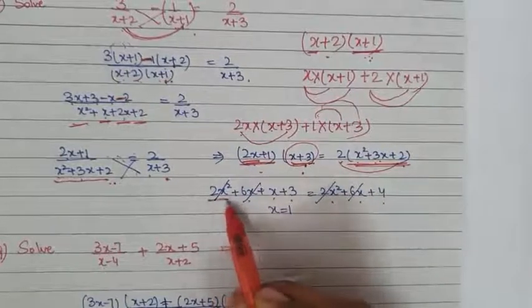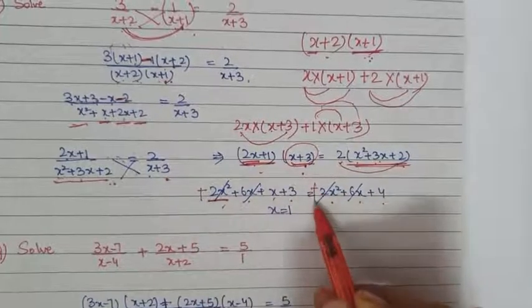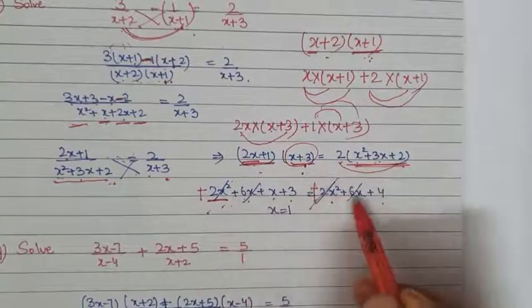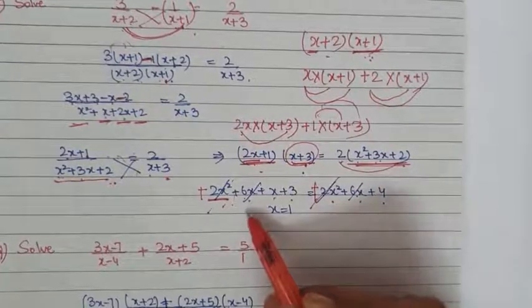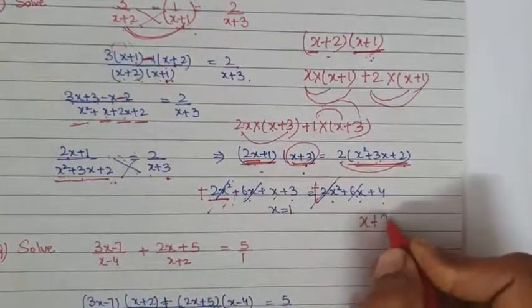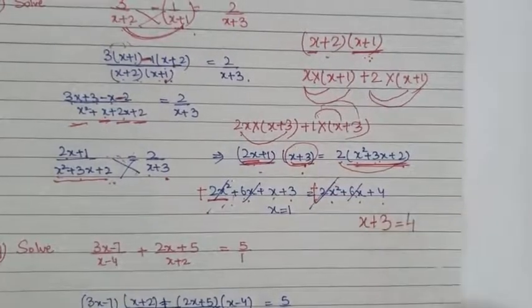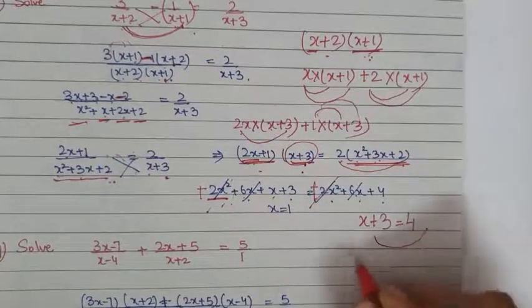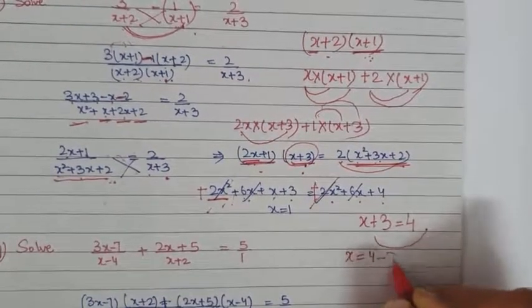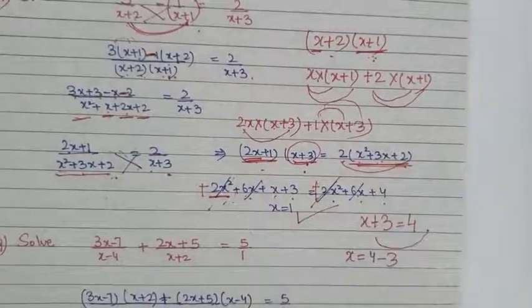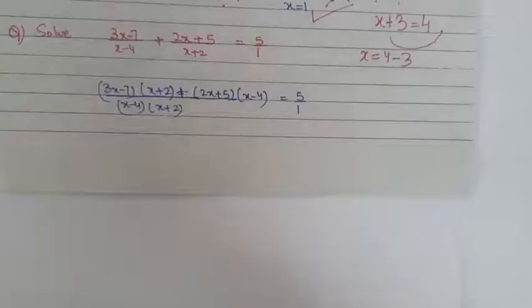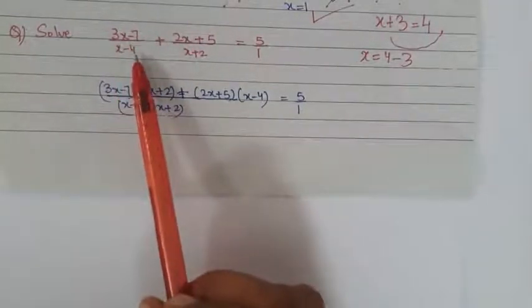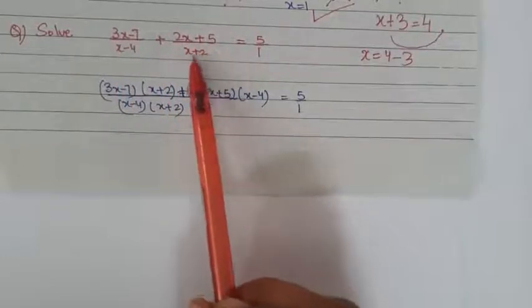See, 2x square plus sign, 2x square plus sign, cancel. 6x plus sign, 6x plus sign, cancel. We are left with x plus 3 is equal to 4. Now 3 will shift to that side. It will get subtracted. So we get 4 minus 3, that is 1. Clear, children?